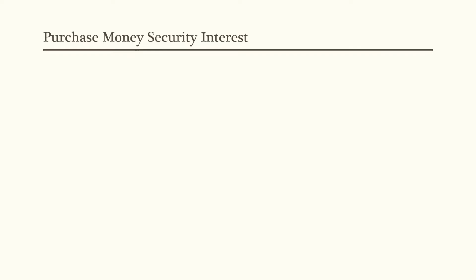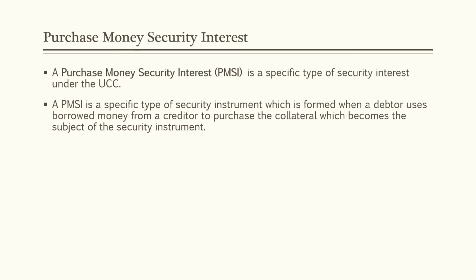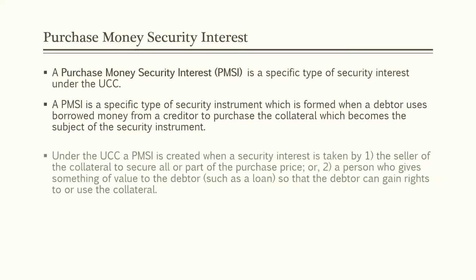On this slide, we'll discuss purchase money security interests. A purchase money security interest is a specific type of security interest under the UCC. It is formed when a debtor uses borrowed money from a creditor to purchase the collateral which becomes the subject of the security instrument.